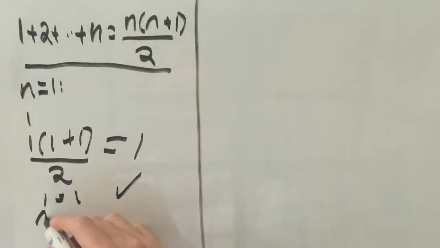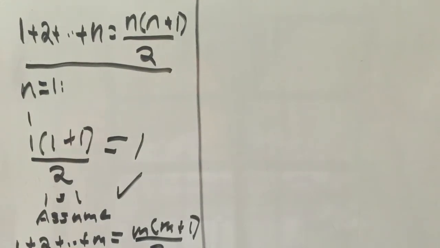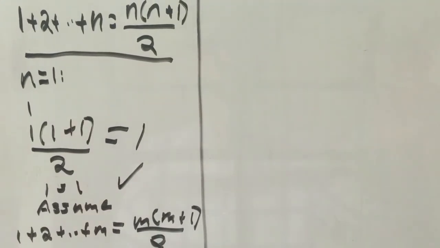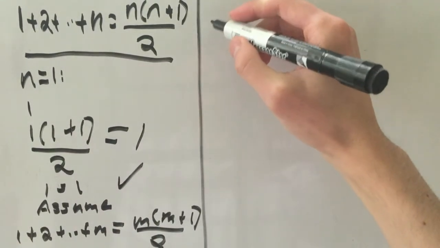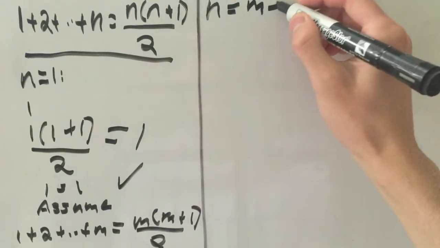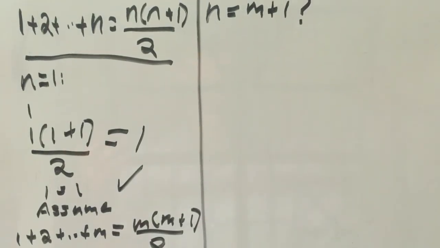Now I'm going to say, assume that 1 plus 2 all the way up to m equals m times m plus 1 over 2. Assume that that result holds for some m. If you can't see, there's just a little 2 under there. And now I'm going to say, what happens when n equals m plus 1?